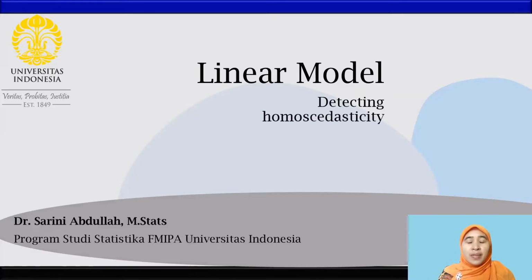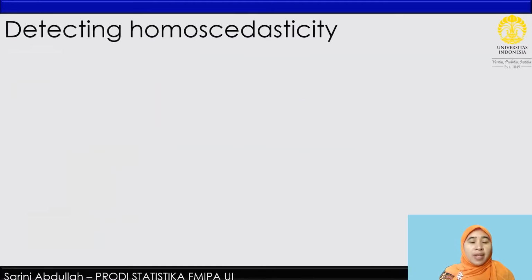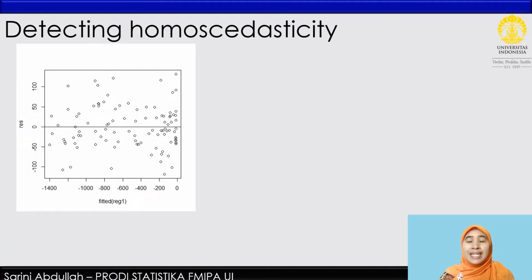For this session, we will still be doing model diagnostic checking, and particularly detecting homoscedasticity, that is the assumption of constant variance for the errors. In the previous video, we already learned the motivation of doing diagnostic checking through residual analysis, and we also learned about detecting lack of fit of the model. For this one, we will do detecting homoscedasticity.